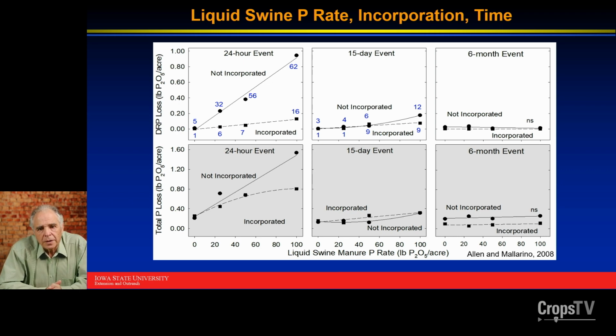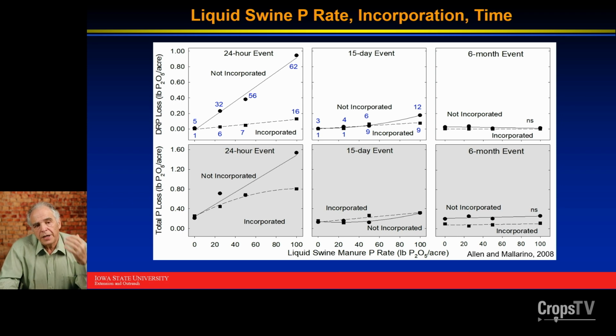So look at what happened. The same thing that happened in the previous study. When we wait 15 days to produce the runoff, there is essentially no difference between the incorporation and the non-incorporation, except for the high rate. And then if we have little rain, actually no rain and no runoff for 6 months, there's no difference at all. So this happened in many situations.